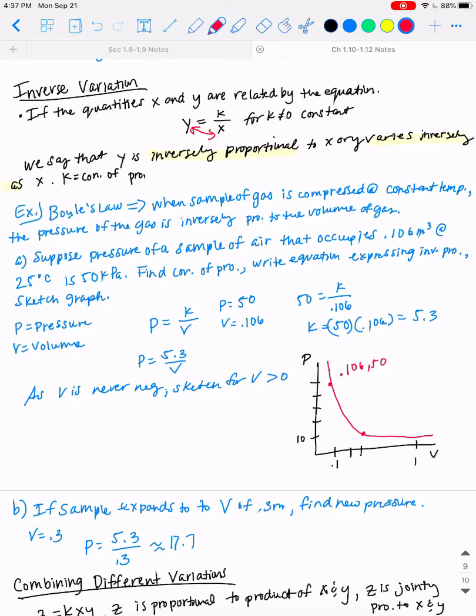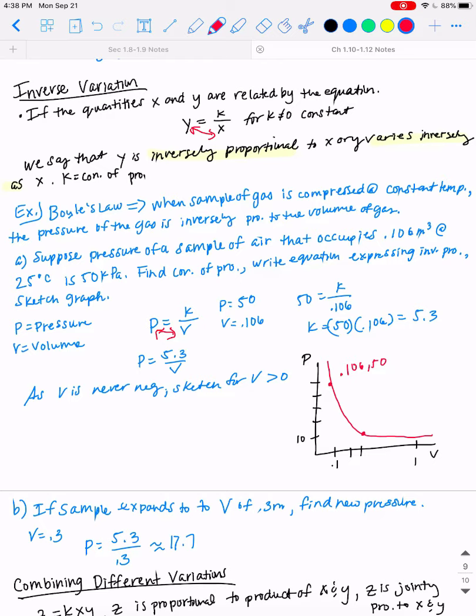So let's write some variables down. P is equal to pressure and V is equal to volume. Since the pressure of the gas is inversely proportional to the volume of the gas, P is inversely proportional to V. So we put them on different levels, and then our k is on top.